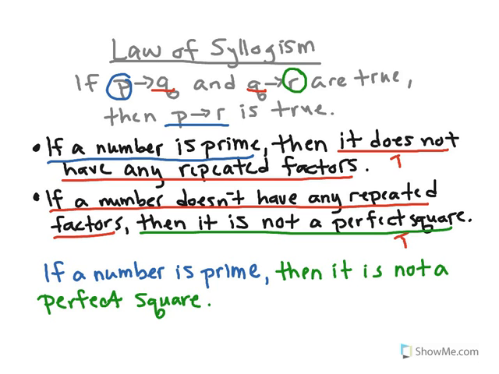So there we go. I can make a conclusion, in this case, by simply skipping the middle information, because it wasn't necessary. If I know a number is prime, which doesn't have any repeated factors, then I know it's not a perfect square because of this information. It's nice to write it this way instead, because it's a little bit shorter than writing out both statements at once. So if a number is prime, then it's not a perfect square. That's how the law of syllogism works. And that concludes this tutorial.